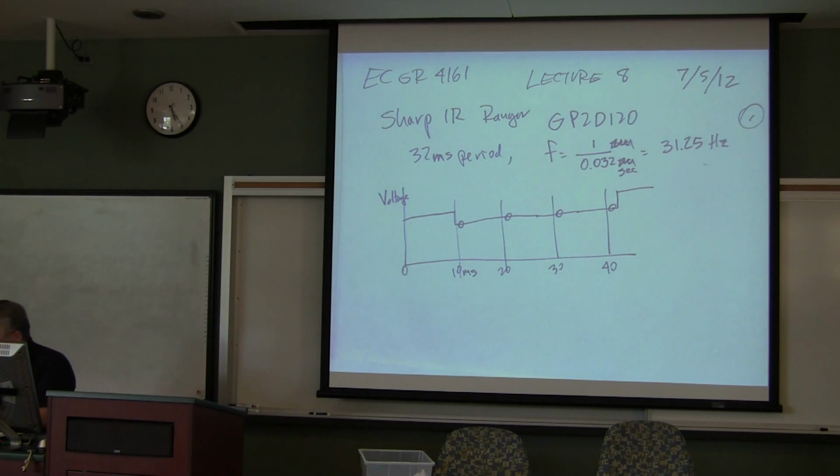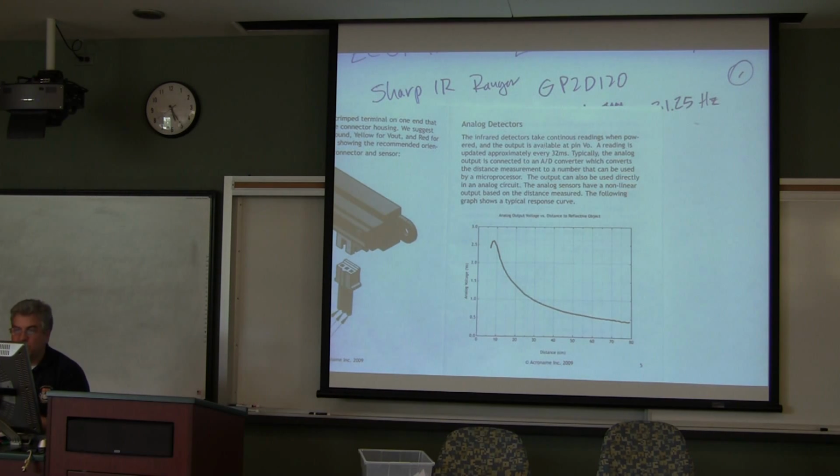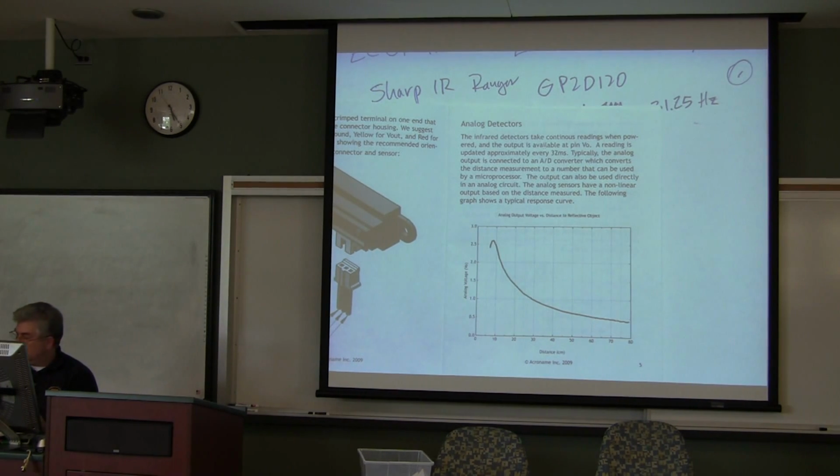Well, I guess another thing to take a look at is what is the range, and you've seen a picture like this before. What do they say? They say that the analog output is connected to an A to D converter and can be used in a circuit. It shows a typical response curve. Notice the distance down here, centimeters. It looks like it works pretty good up to 75 or so, and this one says 10. But actually they'll discuss later about variations.